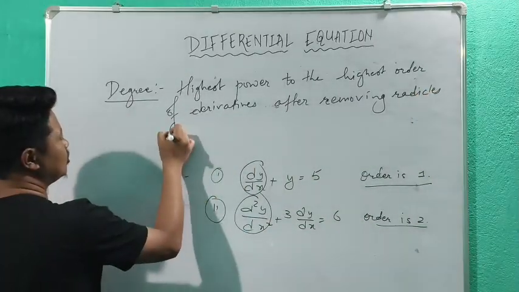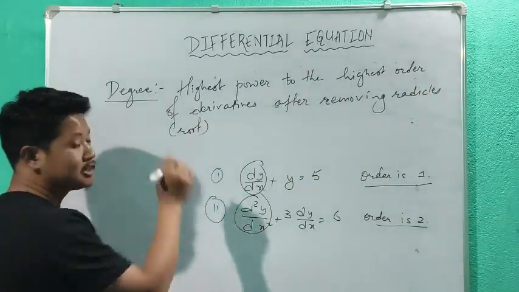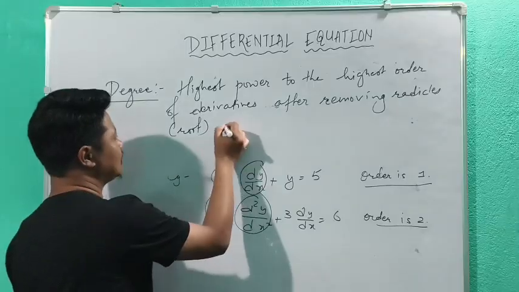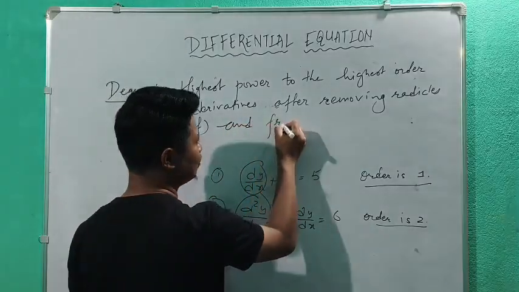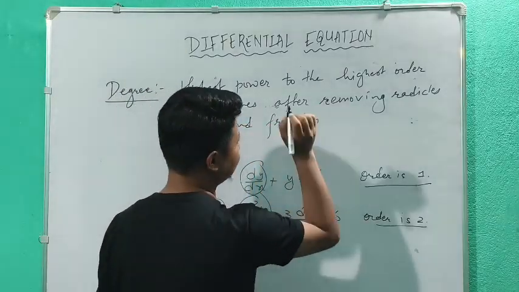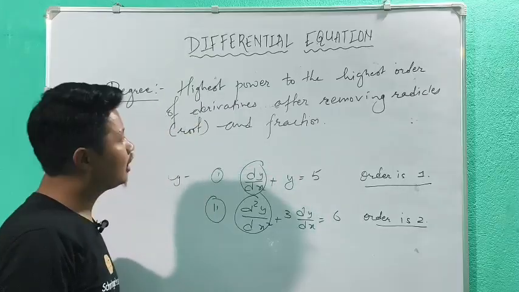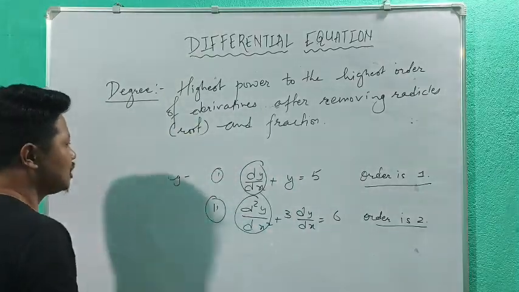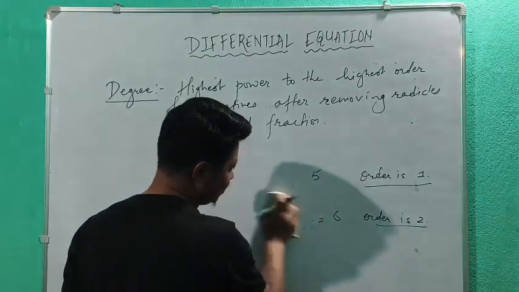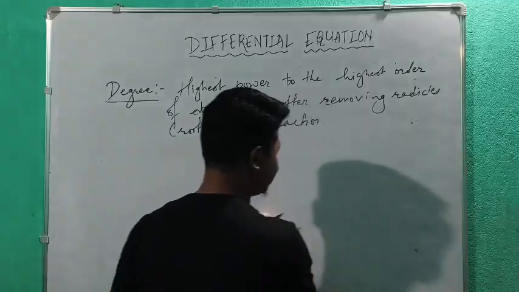radicals. Radicals means actually the root. I can write in bracket root and fraction. That means I must remove these two things. Number one is radicals, that is the root, and the fraction. Okay, so let me give an example to explain degree.